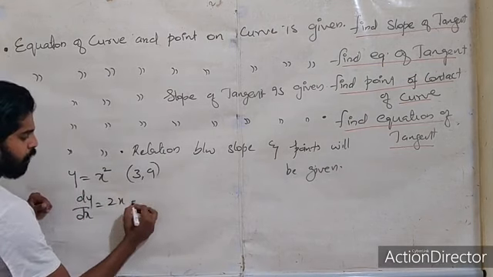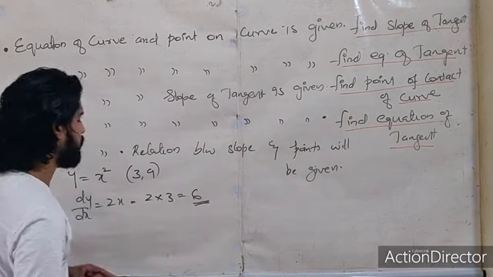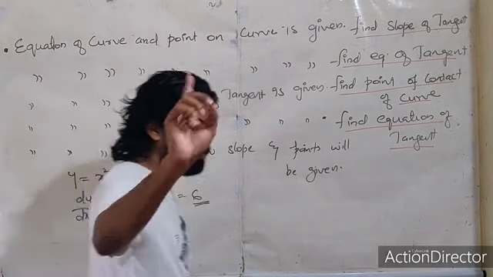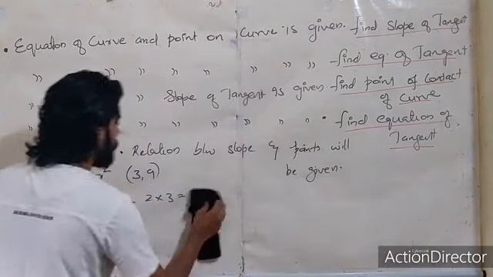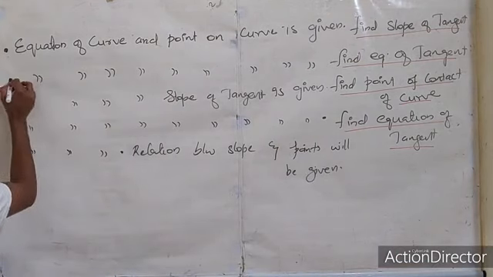You will get 2 into 3, which is equal to 6. So 6 is the slope of the tangent at the point (3, 9). So this is the direct question. This may ask for just 1 mark. Okay, so this is a 1 mark question. Let's see what is the next type.